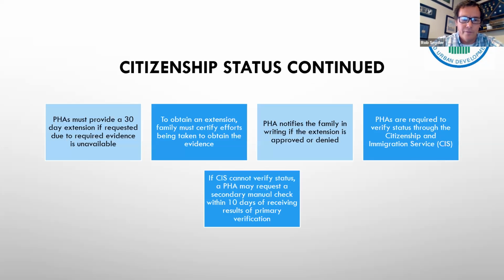A 30-day extension is available if requested to provide some of this information. The family has to certify, if they get the extension, those efforts to obtain the evidence of their citizenship. And then again, for regulatory compliance, the PHA needs to make that notification in writing. And then the verification is made through CIS, the Citizenship and Immigration Service. If they can't verify that status, like I said, a secondary manual check within 10 days can be requested and completed.